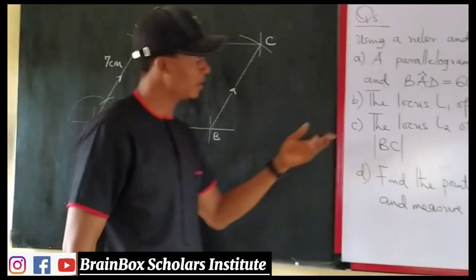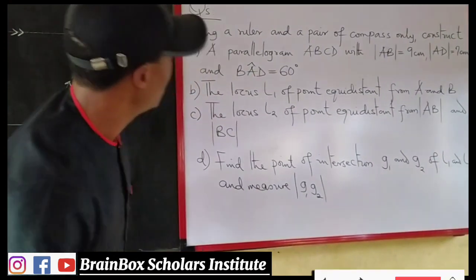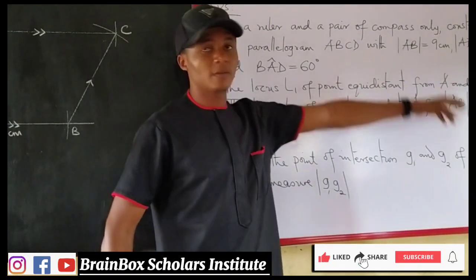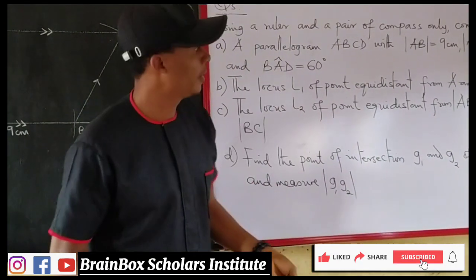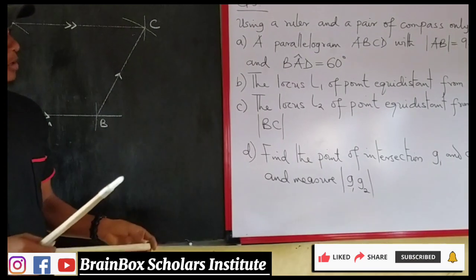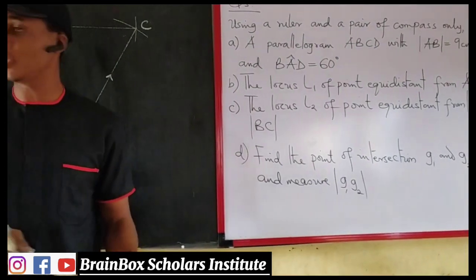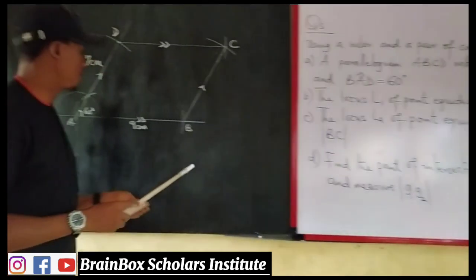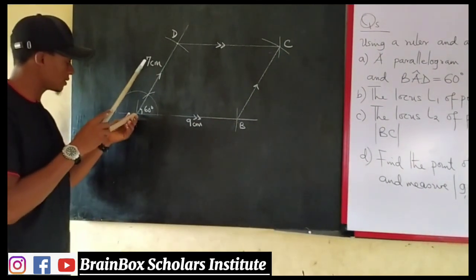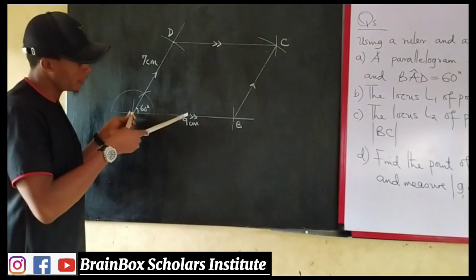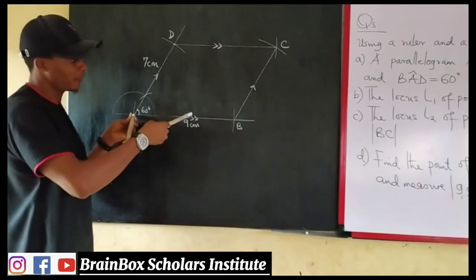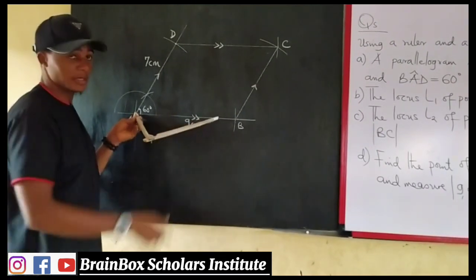The next one says, locus of the point equidistant from A and B. What does it stand for? Perpendicular bisector. So I have to bisect the line AB. Are you there? The line AB. So how do I bisect it? First of all, you get the center, right? Then you move away from the center.